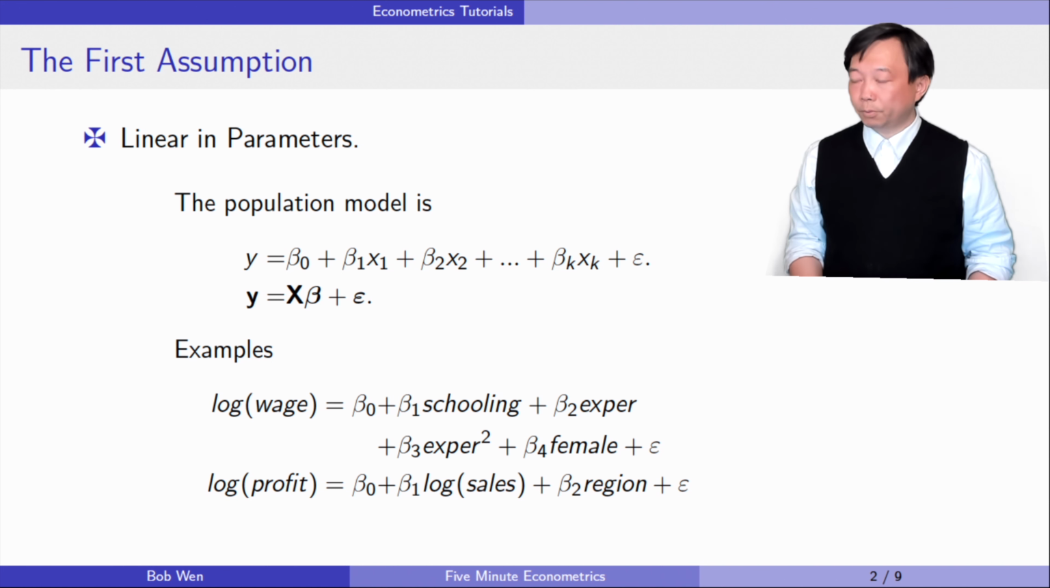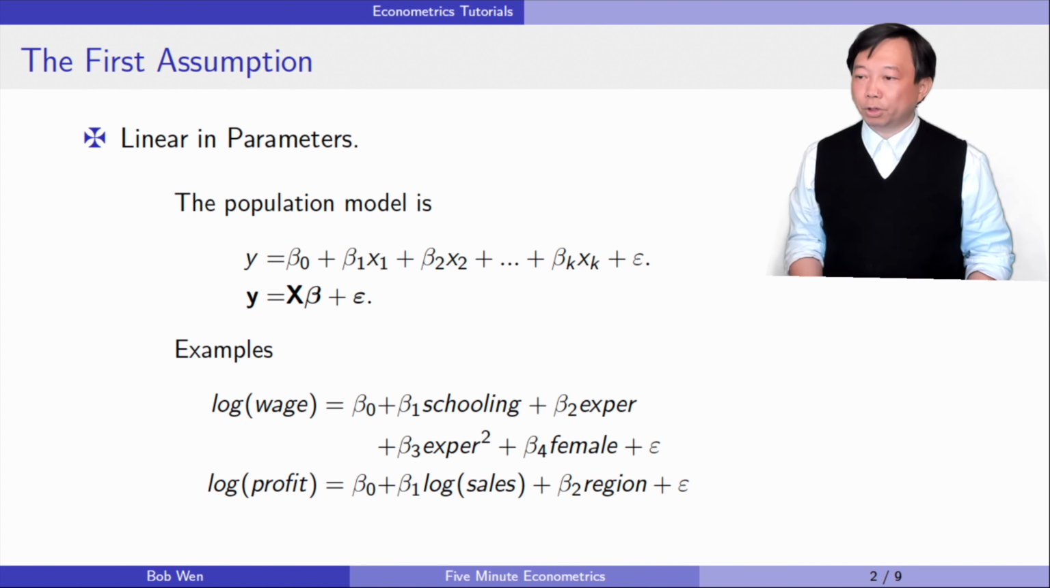The assumption is for the population model. In William Greene's textbook, it is also called the underlying data generating process. It describes the real relationship between variables, and the population parameters represent the ceteris paribus or causal effects of the explanatory variables on the outcome variable.